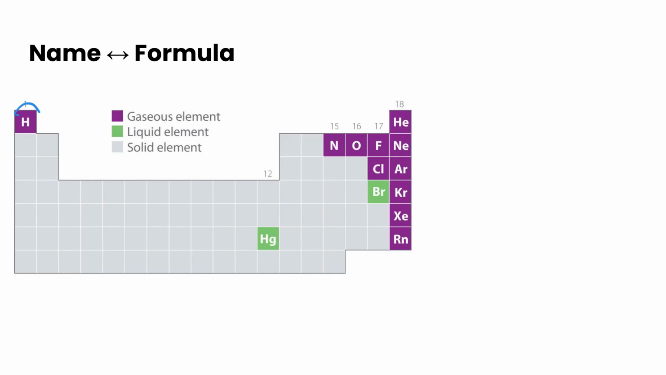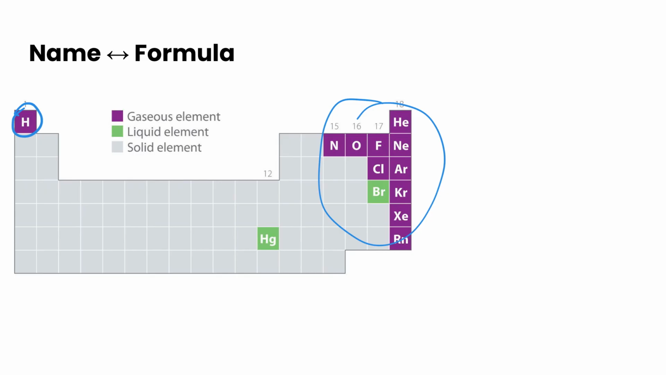So that's pretty easy to find the gaseous elements. Hydrogen's off by itself, but the rest are clustered around this side of the periodic table. So that makes things really easy. Now, if you're going from name to formula or formula to name, again, pretty simple. We do need to remember our diatomic elements though.